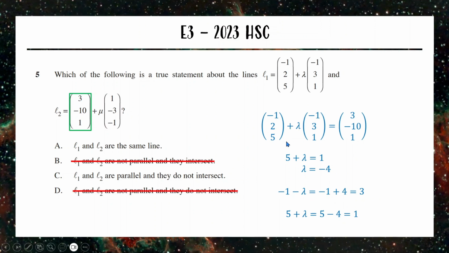What I'm trying to say here is that when lambda is equal to -4, line 1 outputs the point (3, -10, 1). And so we've shown that line 1 passes through a point that line 2 also passes through. And because they're parallel, that means they must be the same line. So A is your correct answer for 1 mark in 2023.